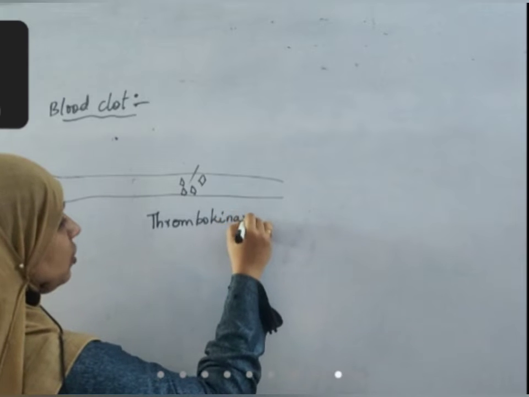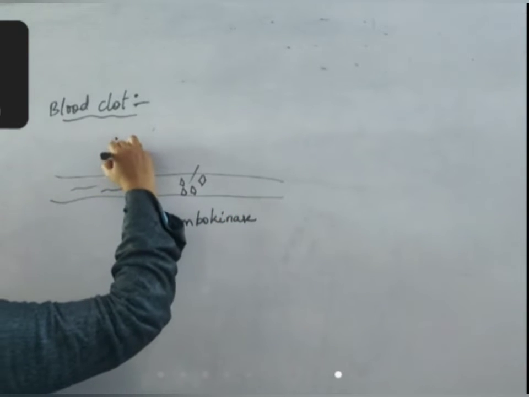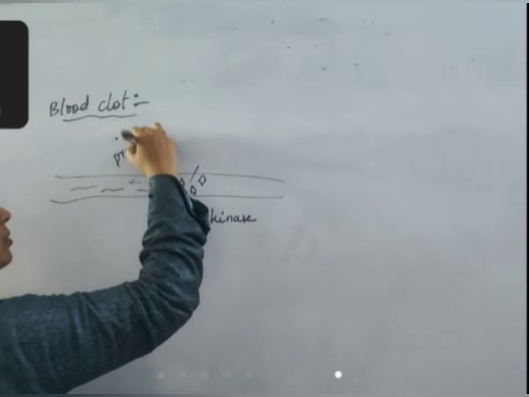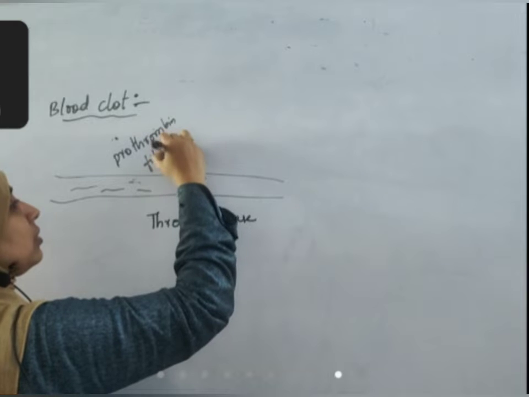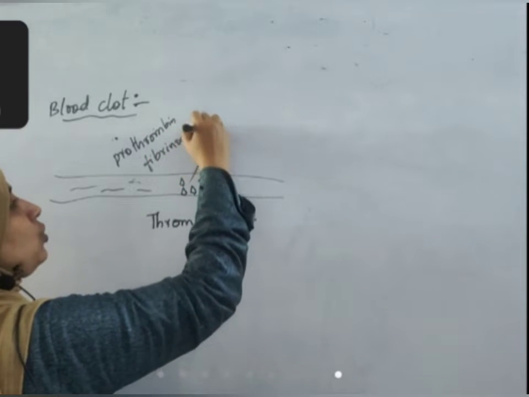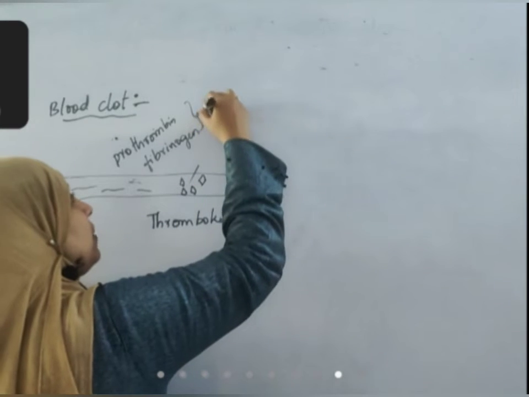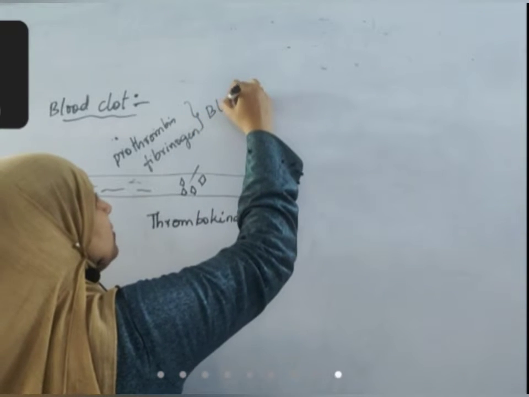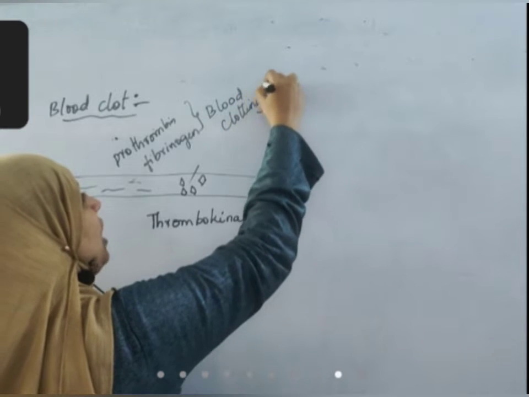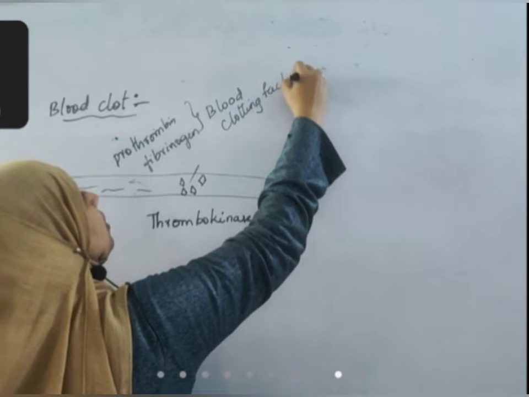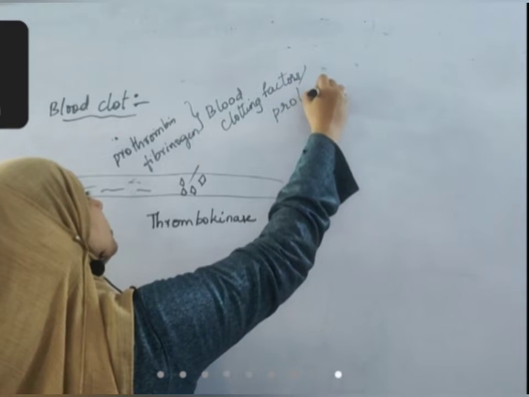is released. And inside the plasma of blood there are two proteins called prothrombin and fibrinogen. These two proteins present in the blood plasma help in blood clotting. They are called blood clotting proteins or blood clotting factors.